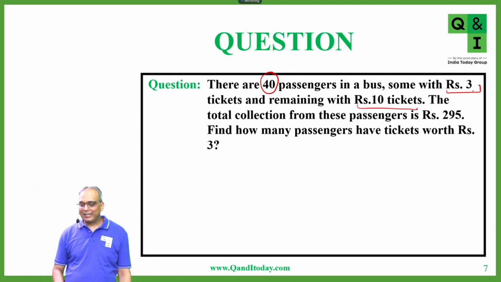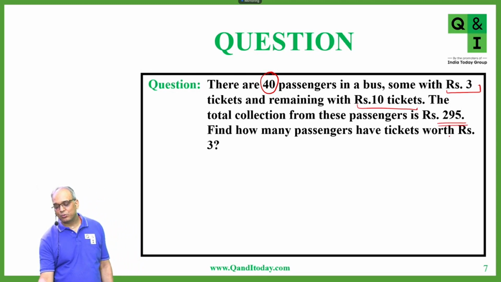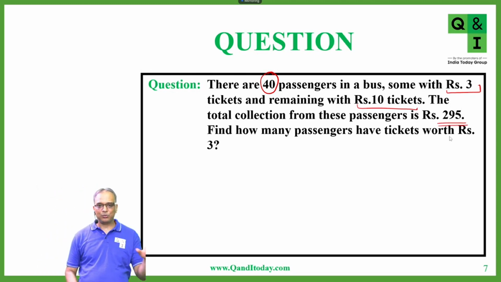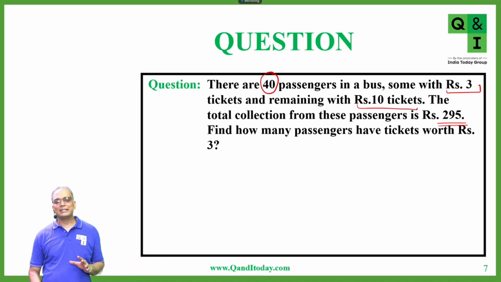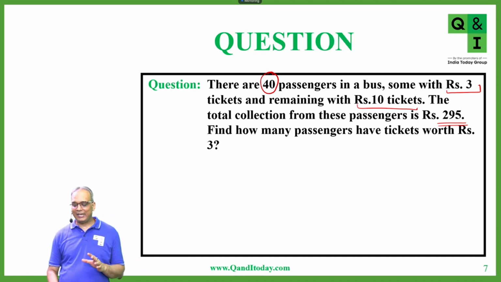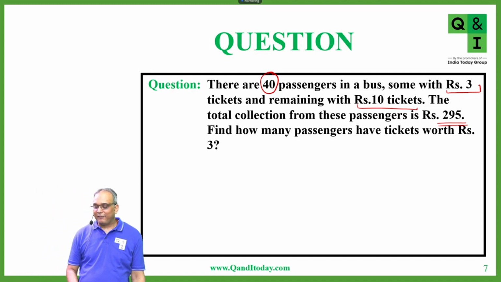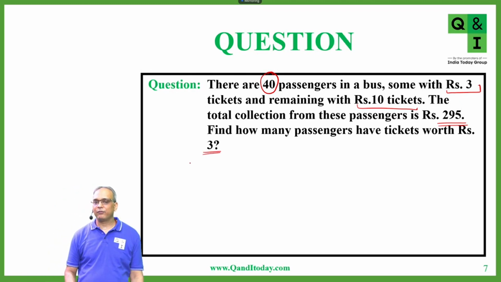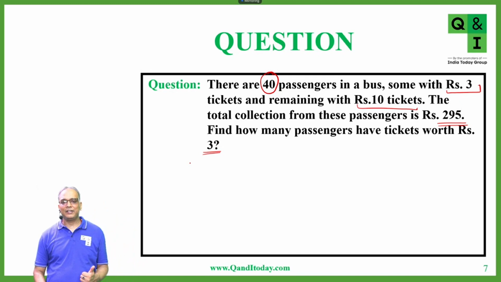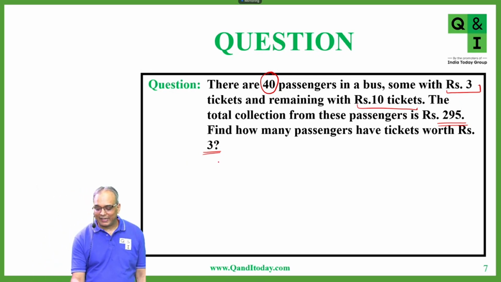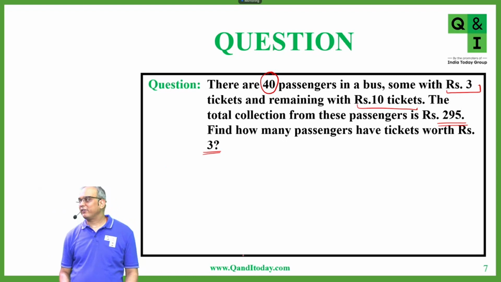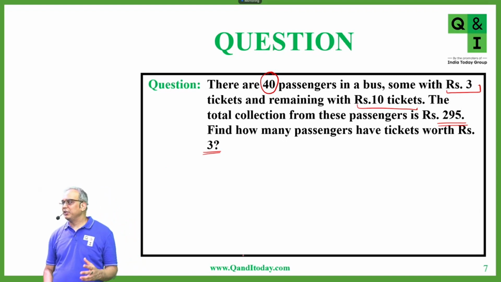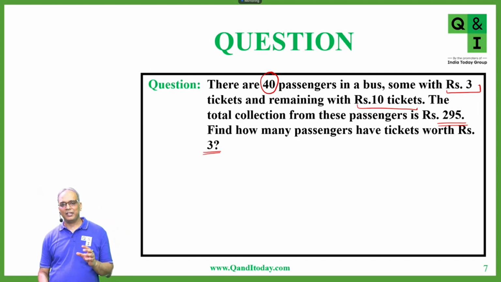The total collection from these passengers is rupees 295. After selling the tickets to all the passengers, the total collection which the bus conductor had was 295 rupees. Find how many passengers have ticket worth rupees 3. We have to find how many passengers have tickets worth rupees 3. So there are 40 passengers, right? So whatever has been asked in the question, you should always take that value as a variable x.